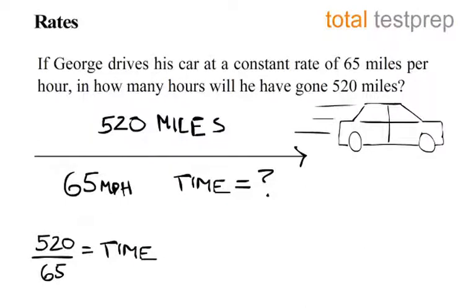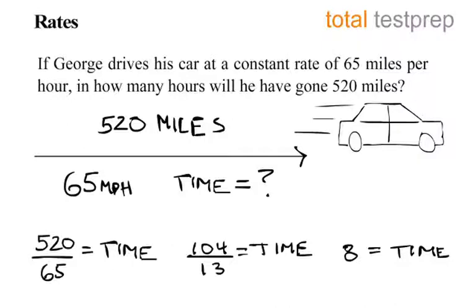So since we're being asked here for the time, we're going to divide 520 by 65 to get 520 over 65, or 104 over 13 when you reduce, or 8 when you do the division. So it turns out that it takes 8 hours, just as we got using the previous method. So if George drove his car at a constant rate of 65 miles per hour, it would have taken him 8 hours to go 520 miles.